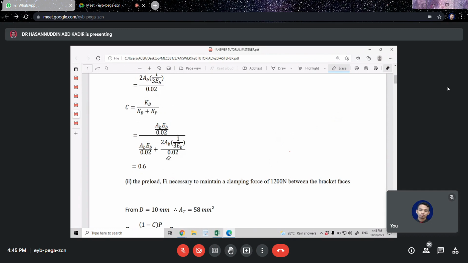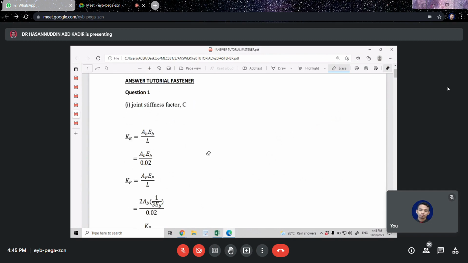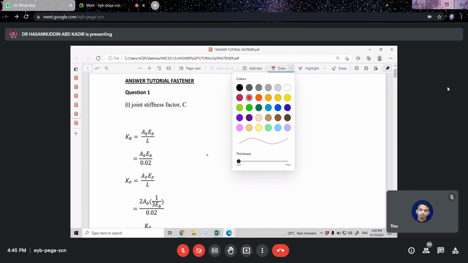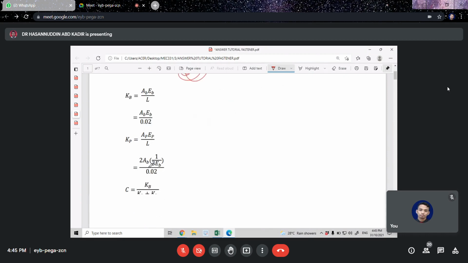So they must start from here, from the KP and KB to find the C. Without your C here, you cannot go to another formula, because all the formulas, either FP or FB, must be related to the C. Always related to the C. Please refer to your question carefully. Then you can get KP.